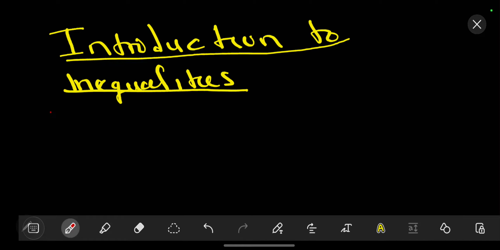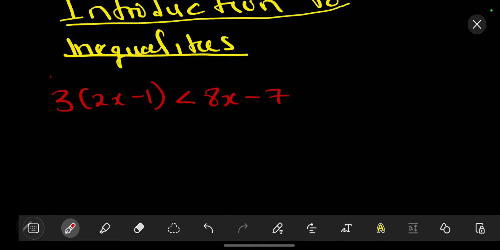Here today we are going to be doing the introduction to inequality. We are just going to be looking first at the simple ones, then we are going to progress like that. Solving an inequality is similar to solving an equation. The first thing that we're going to do is open the brackets.